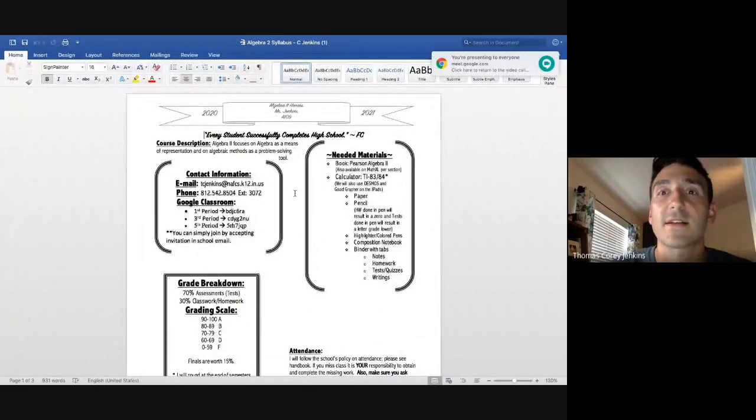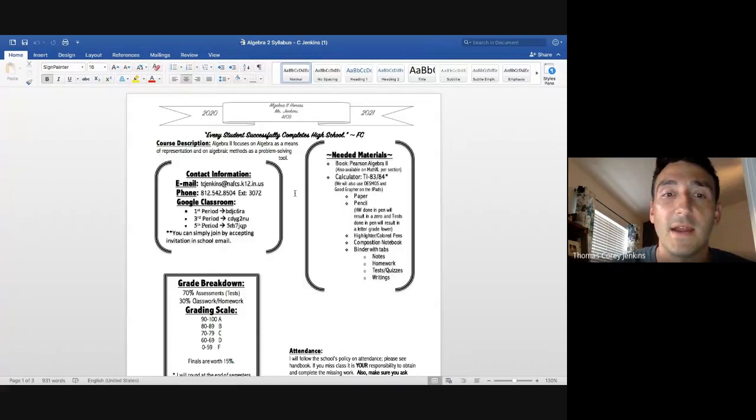For it to look correctly, you'll have to download it and open it as a Word file, or if not, the editing will be jacked up. All my contact information is up here. You've got to join your Google Classrooms. You don't really need to worry about these class codes because everybody has an invite in their school inbox. That's how I suggest you join, but you've got to join. That's going to be the main hub for everything.